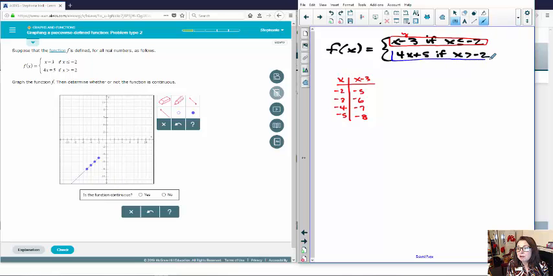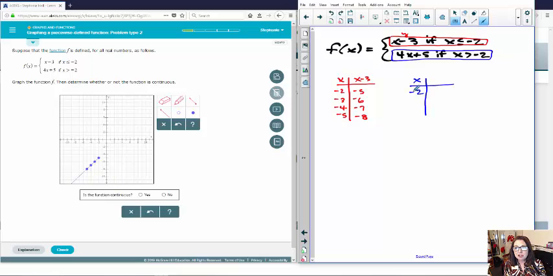When x is greater than negative 2, the y values are found by doing 4 times the x value plus 5. So I'm going to make myself a table. I'm going to choose x's that are greater than negative 2, but I am going to choose negative 2.